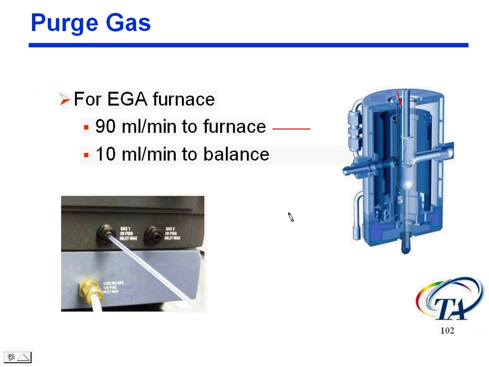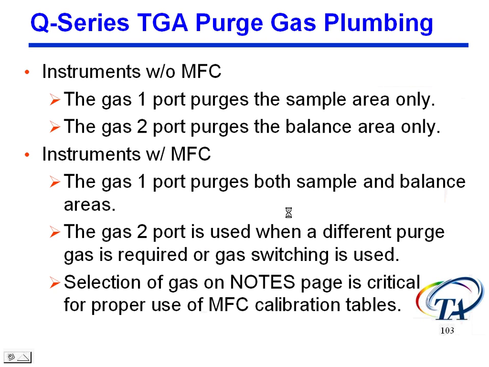Now, without a mass flow controller, gas 1 port purges the sample area only. Gas 2 port purges the balance area only. The balance always should be a dry inert gas. Now, if you don't have a mass flow controller, you need to control this purge gas flow rate with an external flow meter, like a bubble rotometer.